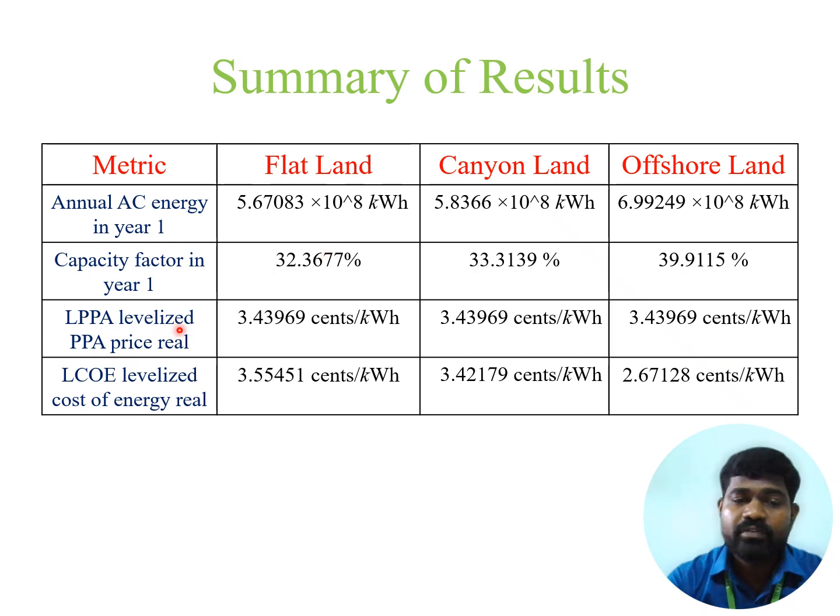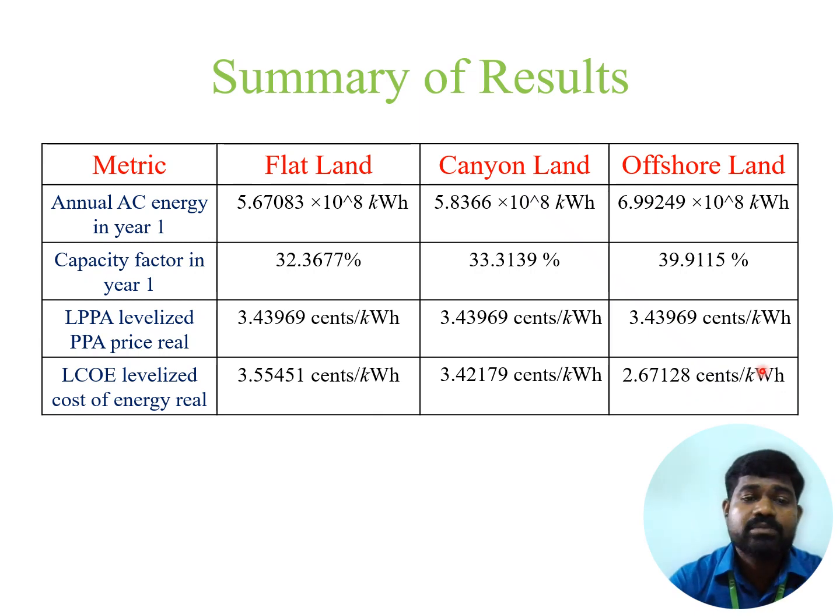Next, levelized power purchase agreement price, real. Flat land levelized price is 3.43969 cents per kilowatt hour, and hilly land is 3.4969 cents per kilowatt hour. Next, offshore land is 3.4. So all the lands' levelized price is about the same. Next, levelized cost of energy, real: 3.55451 cents per kilowatt hour. This is the maximum levelized cost of energy, for flat land, and the minimum levelized cost of energy is for offshore land, 2.67128 cents per kilowatt hour.